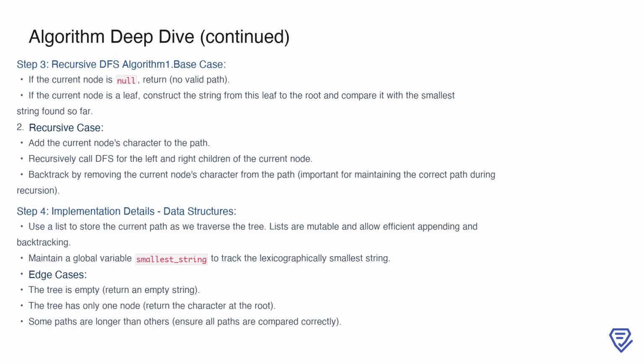For implementation, we use a list to store the current path since lists allow efficient appending and backtracking. We also use a global variable, smallest_string, to store the smallest string found so far. It's important to handle edge cases, such as when the tree is empty or contains only one node, and also ensure that paths of different lengths are compared correctly.